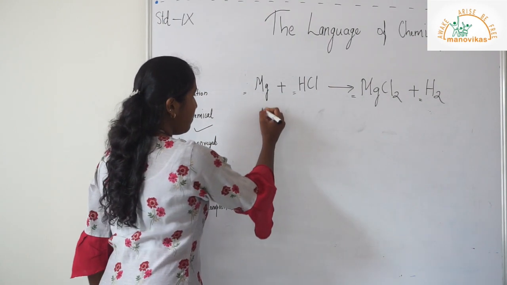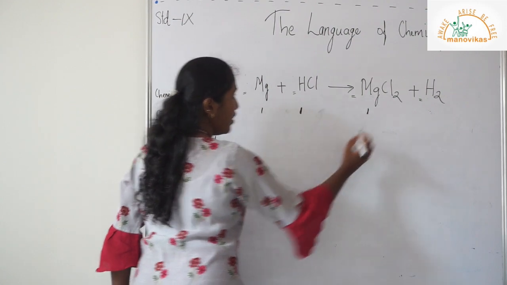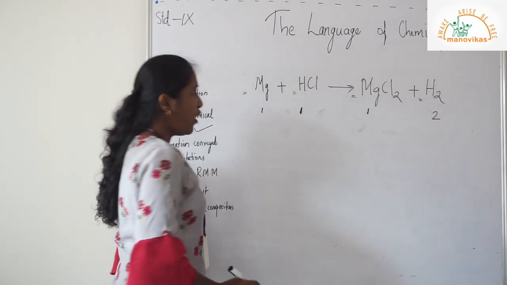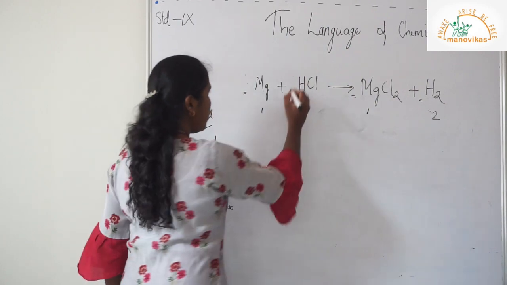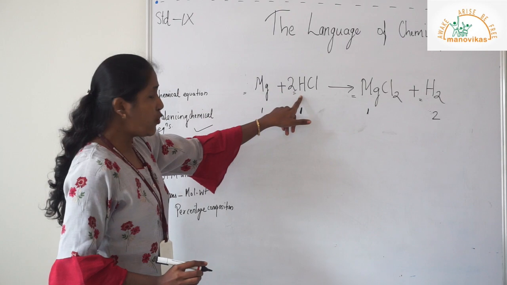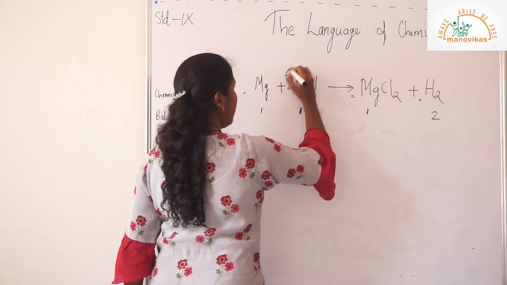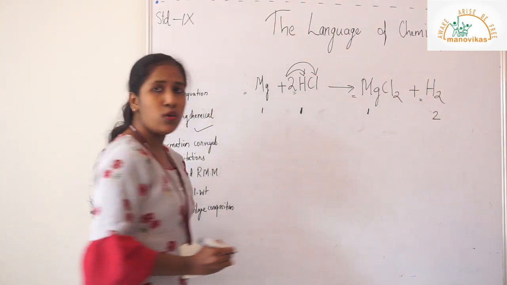You have Mg 1 over here. Here also it is 1. Hydrogen is 1. Here you have 2. So in order to make this 2, you are going to put a number 2. So when you are adding 2 over here, this 2 is applicable for hydrogen also. At the same time, this 2 is applicable for chlorine also.